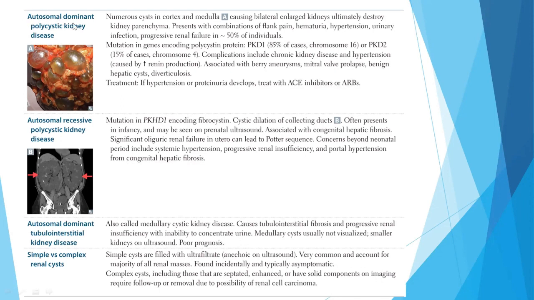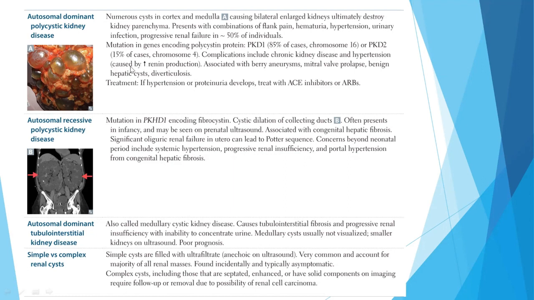Autosomal, it is in the name autosomal. There are numerous cysts in the cortex and medulla causing bilateral enlarged kidneys or ultimately destroying the kidney parenchyma. It presents with a combination of flank pain, hematuria, hypertension, urinary infection, and progressive renal failure. Mutations in genes including polycystin protein, PKD1 or PKD2, are involved in autosomal dominant polycystic kidney disease patients. The complications include chronic kidney disease and hypertension, which is due to the increased renin production.